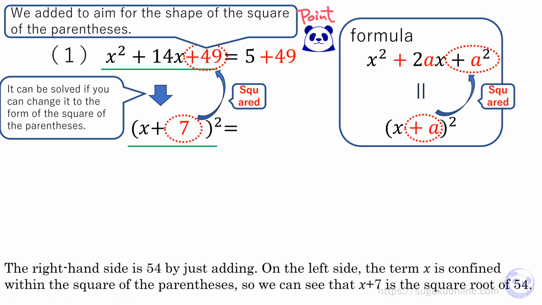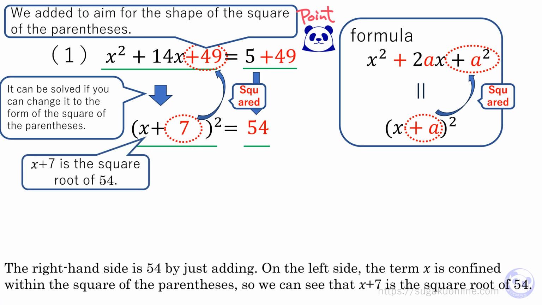The right-hand side is 54 by just adding. On the left side, the term x is confined within the square of the parentheses, so we can see that x plus 7 is the square root of 54.